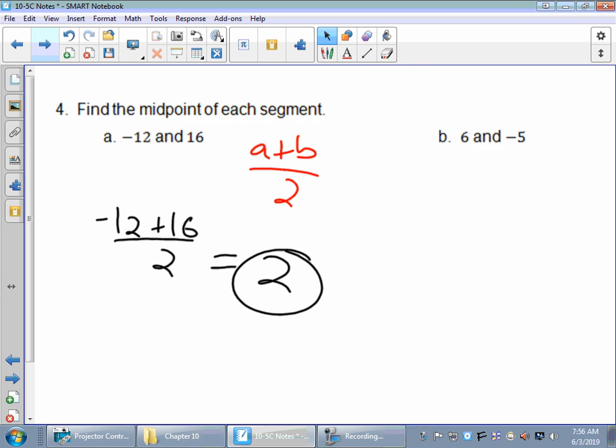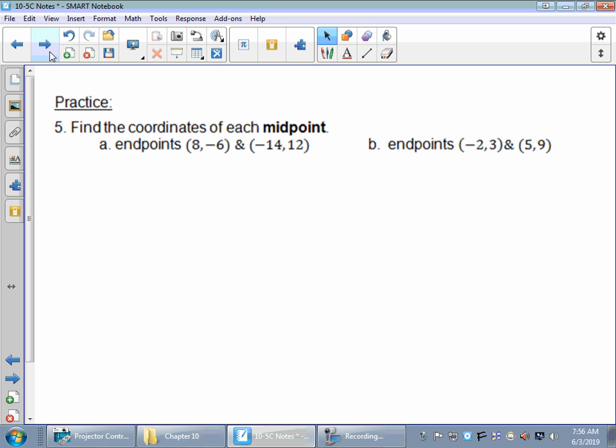And then let's go ahead and do one with the coordinates. How about number 5 here? So now it says coordinates, so we're going to use the other formula. So we're going to have to use this one, midpoint of x comma y. And again, I just do that just to show you that, hey, this is a coordinate. We're using ordered pairs here.